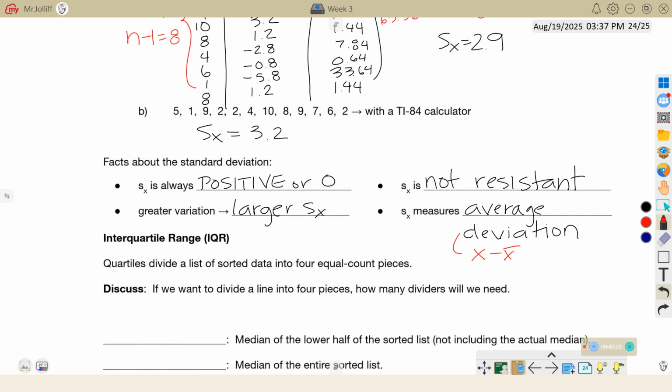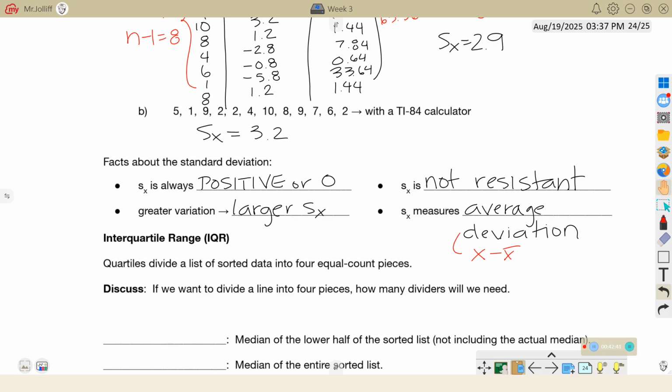Okay, questions about the standard deviation? No. Okay, we're going to start talking about interquartile range, which is our last measure of spread. He's the guy that goes with median. What we don't finish today, we will finish tomorrow.